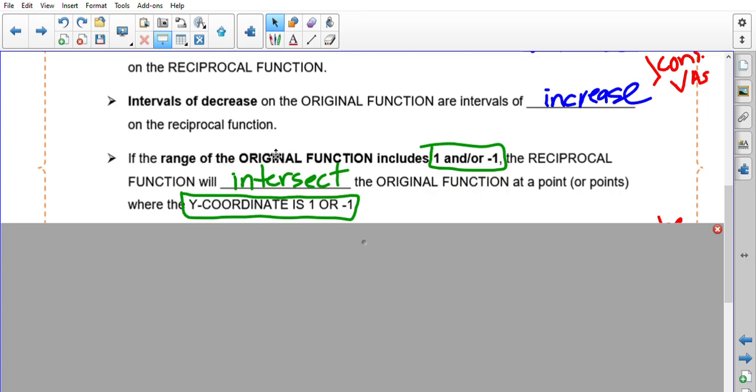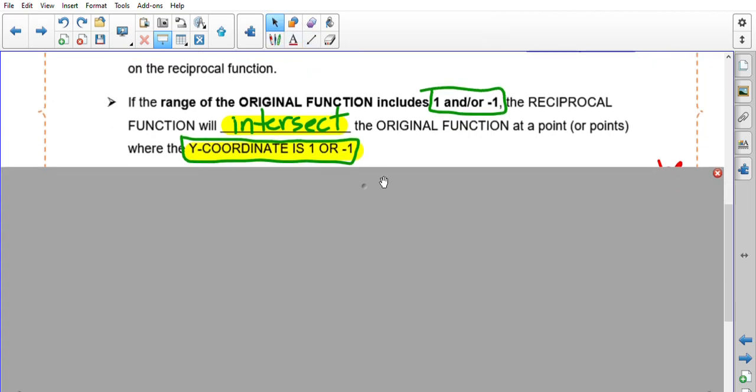If the range of the original function includes y values of 1 or -1, the reciprocal function will intersect the original function at these same points. So just like I said before, please keep this in mind. It's POIs, so they will intersect when the y-coordinate is plus or minus 1, not when x equals plus or minus 1.